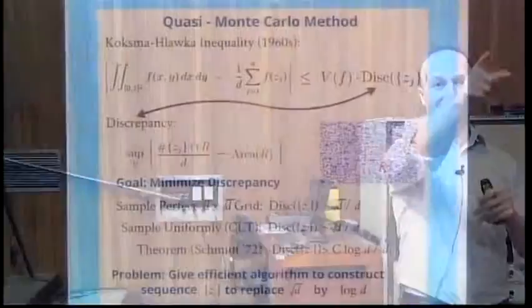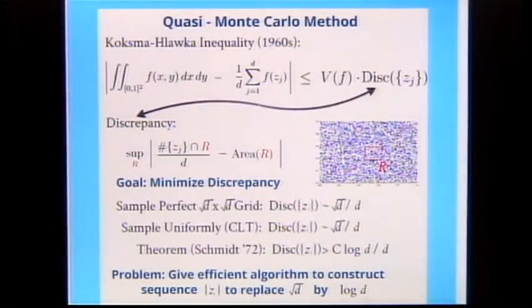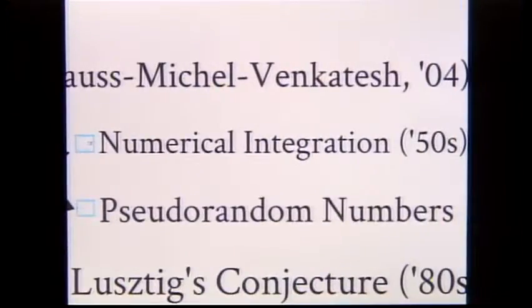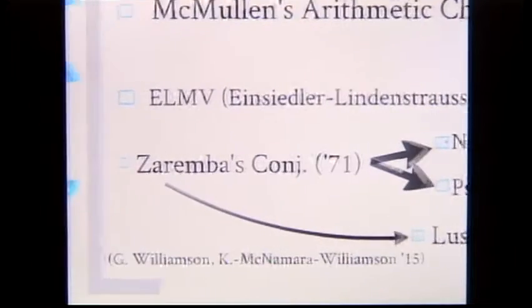So in a second, we'll answer both of your questions, because I'll give you an algorithm that's completely efficient, except it's conjectural. Okay, can we move on? We'll come back to all these questions. Okay, so that was numerical integration. Now let's talk about Zaremba's conjecture.